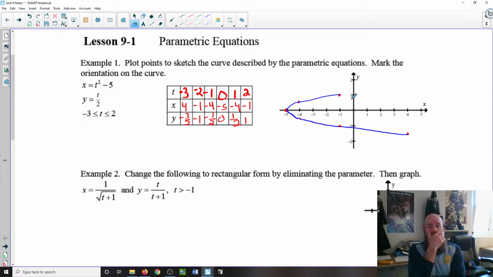So here's the thing we've got to remember about parametrics. It's going in a direction. So what we have to do is mark the direction with arrows. So we know we started at this point and we were heading this way, heading left and then around. So we have to put some directional arrows here. Okay. There's really no set amount that we have to do. It's just enough to show what direction we're going. Okay. So that's how you graph a parametric equation.